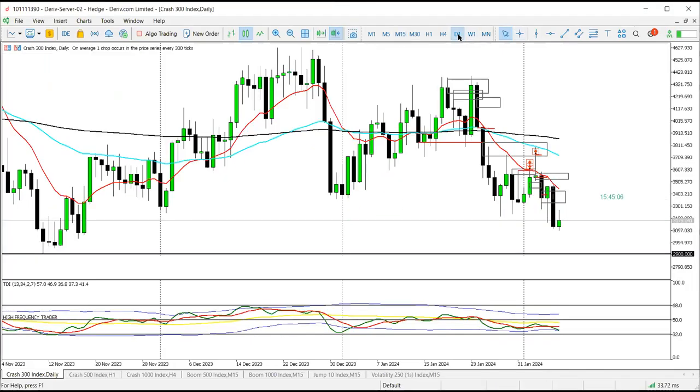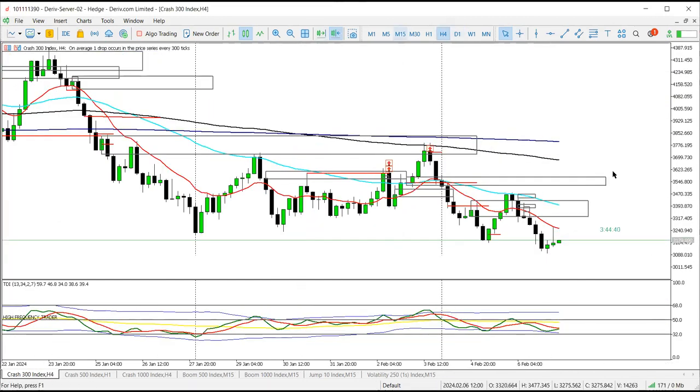Okay, so we're going to start with C300. C300 has been selling, and I still anticipate or expect it to get to 2900. Here we can see we're pushing down. We got a retracement, we pushed down, so I'm still bearish on this one. Let's see if the smaller time frames align with our view.